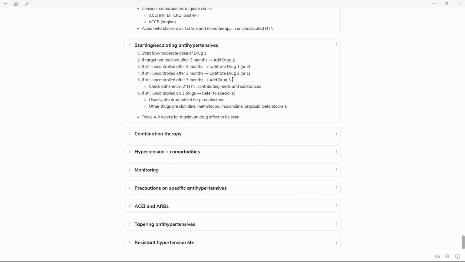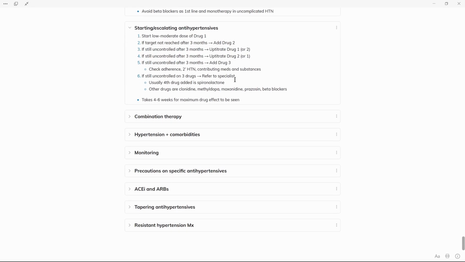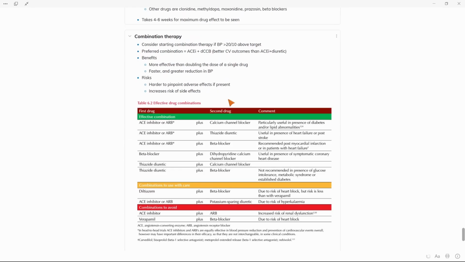Whenever you start or dose adjust an antihypertensive, it takes about 4 to 6 weeks for the maximum effect of that drug to be seen. So we don't make any changes until at least 4 to 6 weeks after a previous change. Combination therapy is where you start the patient on 2 drugs instead of 1.